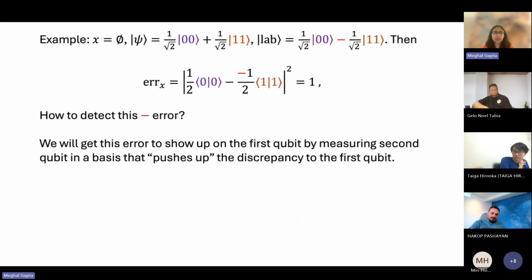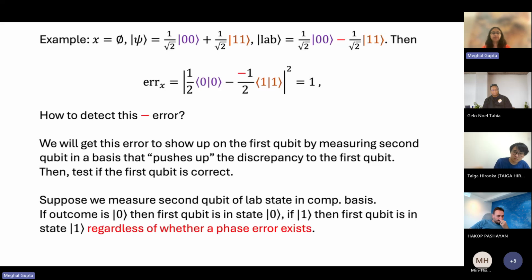This isn't the only way to structure a test, but the way we're going to structure it is the following, because this is what's going to be most useful for generalizing. We want to get this error to show up on the first qubit by measuring the second qubit in a basis that will push the discrepancy up to the first qubit. So we're going to measure the second qubit, and not take any information out of that measurement. But then we're going to run a test on the first qubit and hope that the fact that there was a minus versus a plus sign will show up when we measure the first qubit in an adequate basis. Does that plan make sense? I won't ask too many clarifying questions here, because it'll probably make more sense when I explain this.